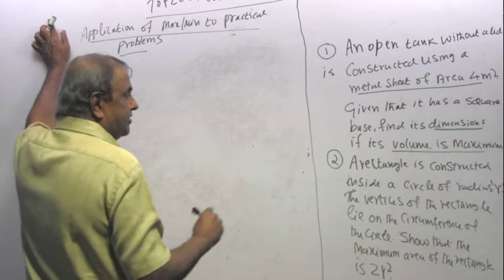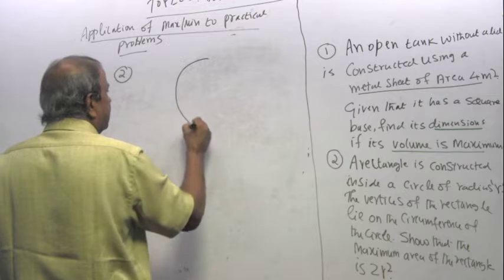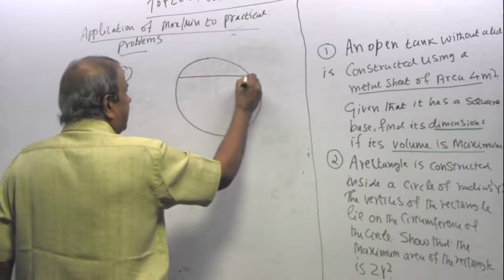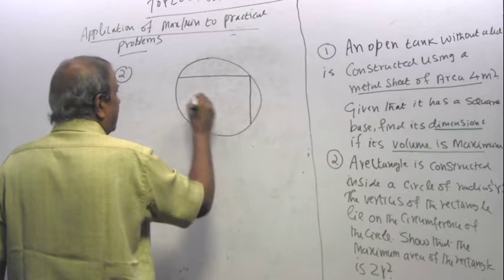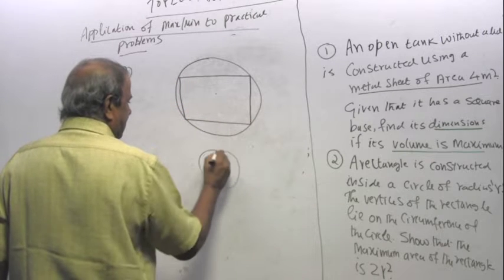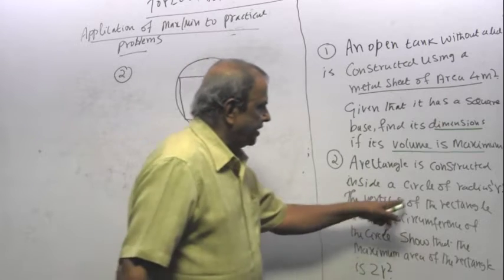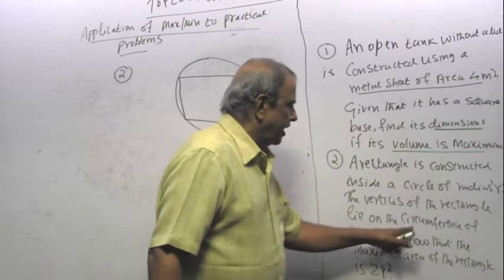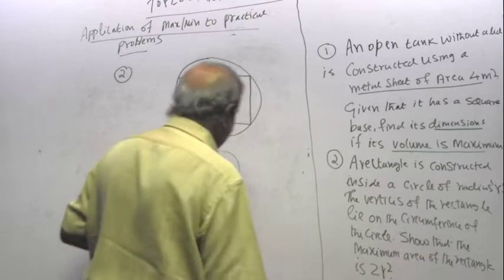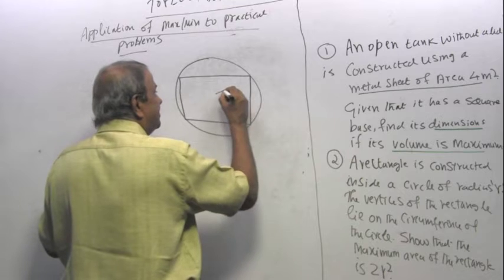A rectangle is constructed inside a circle of radius r. So there is a circle of radius r and you are constructing a rectangle. I've already read the question, that's how I put it. Of course, I could have constructed the rectangle like this. But it says the vertices of the rectangle lie on the circumference of the circle. So my diagram was correct. Agreed? Now the radius is r.